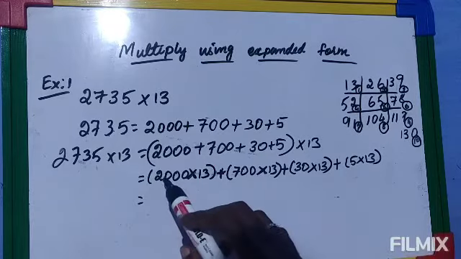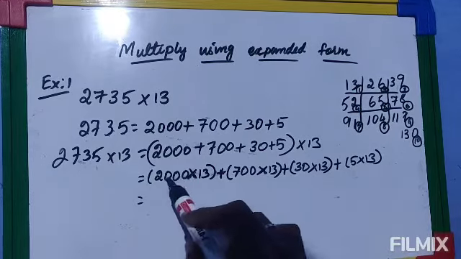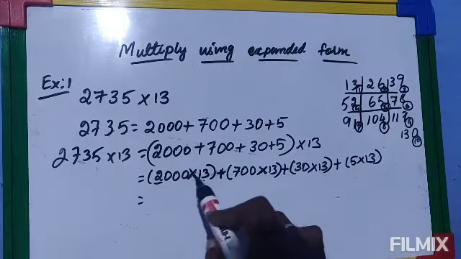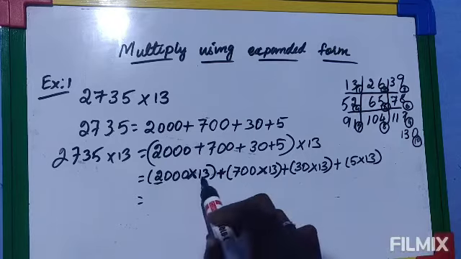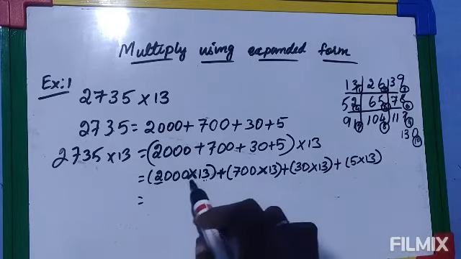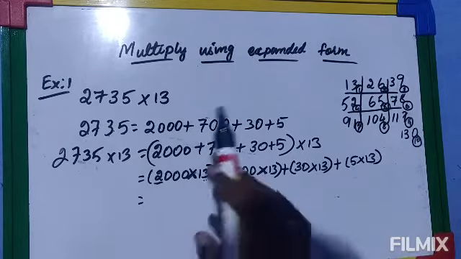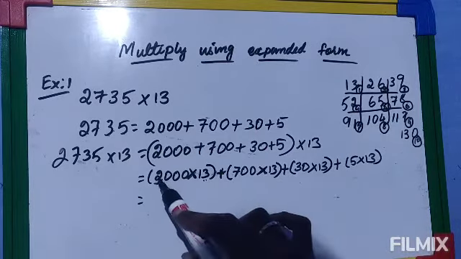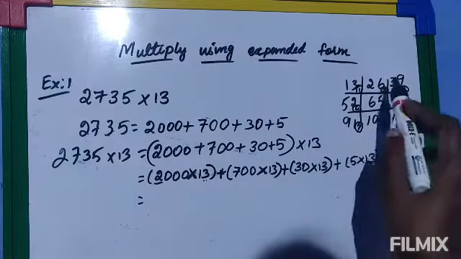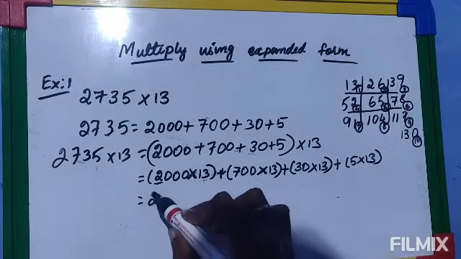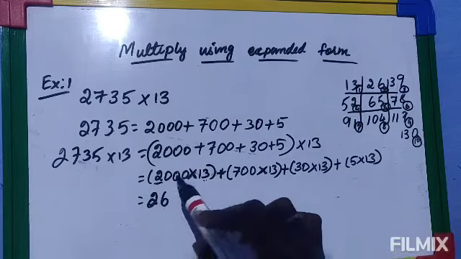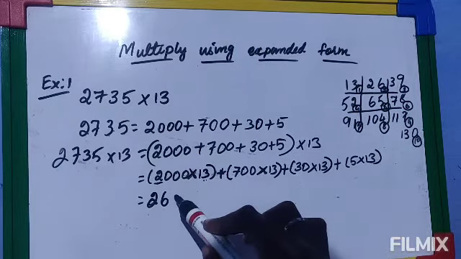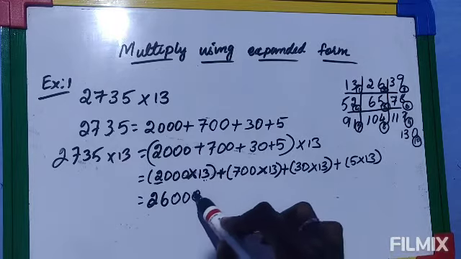Multiplying, I already told you, ignore the zeros and look at only the number. 2 into 13. Only the number you multiply. The zeros you just ignore; last you can insert them at the back. Here the number is 2 and here the number is 13. So 2 into 13, 2 13s are 26. After multiplying the number, now you insert the zeros. There are 3 zeros, so these 3 zeros you insert at the back.